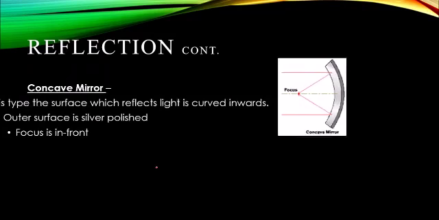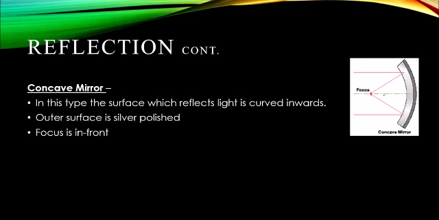Next is the concave mirror. See, this is the concave mirror. You can see the polished surface is this. This is the silver polished part, and this is the mirror from which the light is coming and converging. It is a converging mirror. Light will converge. What is the meaning of converge? Converge means that after reflection the light will meet at one point. So this is known as converging. The outer surface is polished, focus is in front. I have told you earlier, focus is in front.